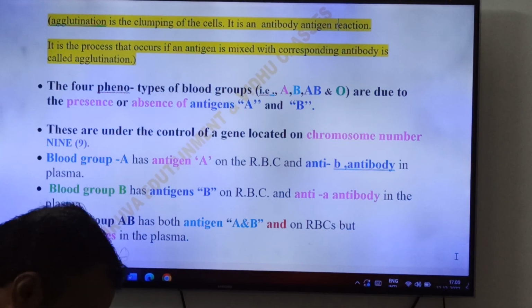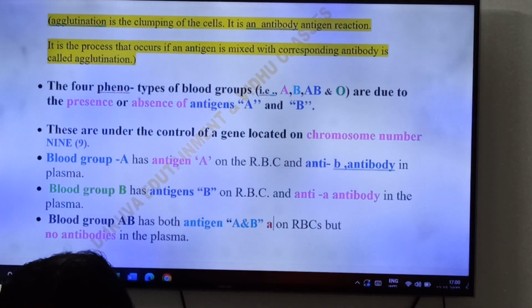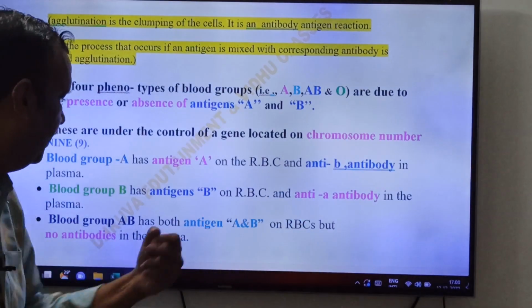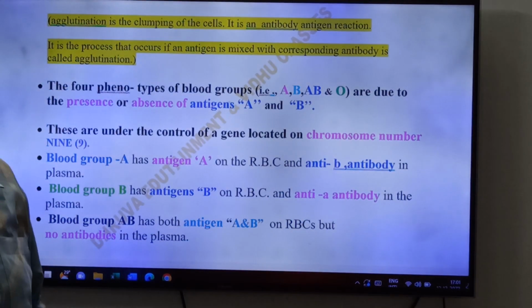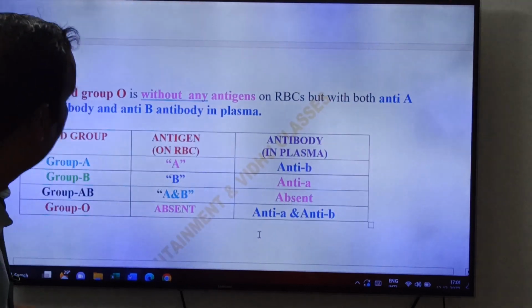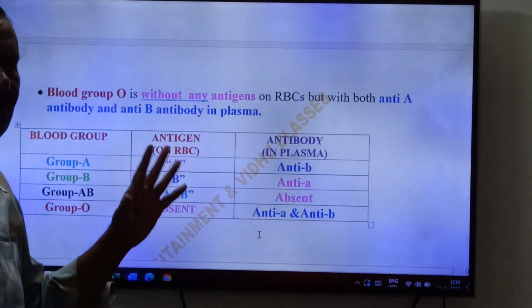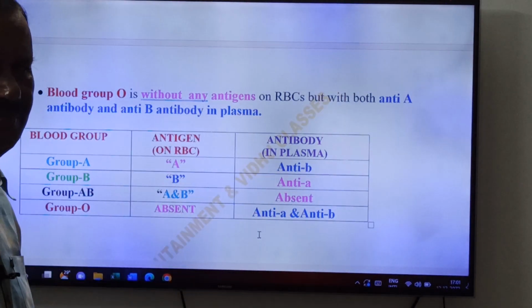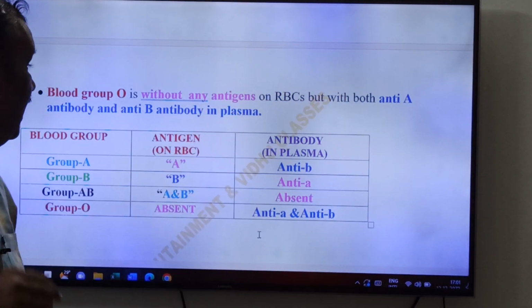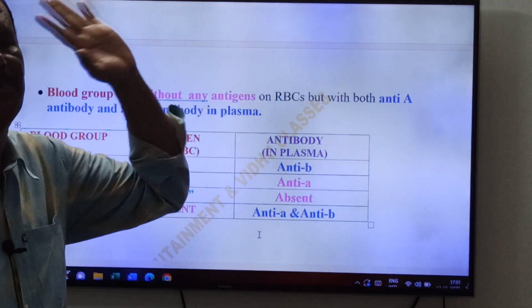Sorry, friends. Antigen A and antigen B on RBC, but no antibodies in the plasma. Okay, friends. Now come to O, friends. O blood group people are without antigens. They don't have any antigens on their RBC, but they have what, friends? Anti-A antibody and anti-B antibody in their plasma.